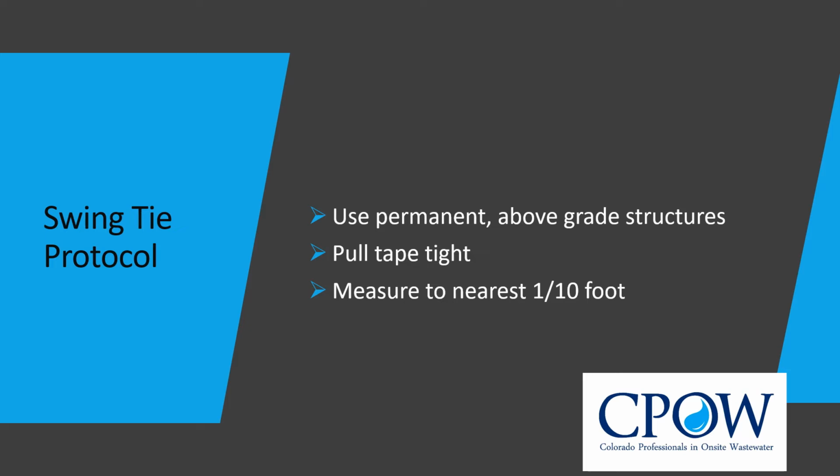Some examples would be a permanent building corner, a fire hydrant or a wellhead. You could try a fence or a tree, but those might not be best as they might be removed sometime in the future.